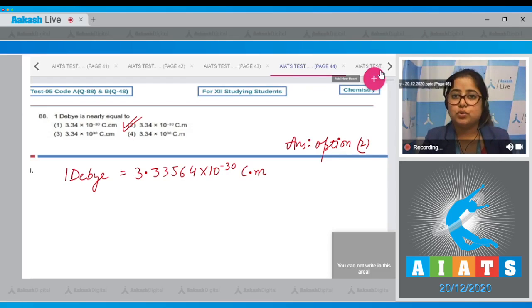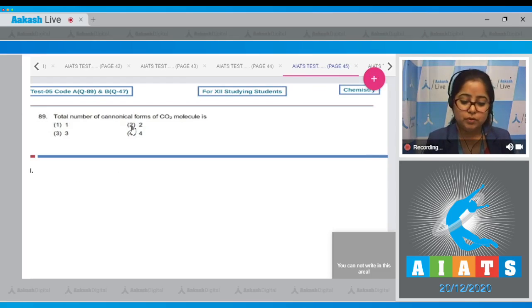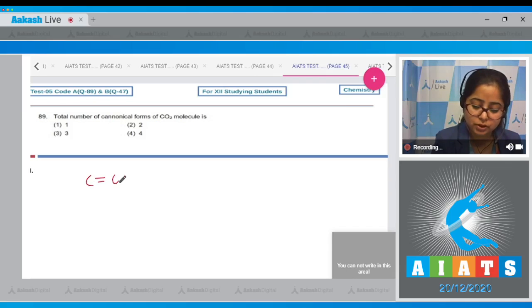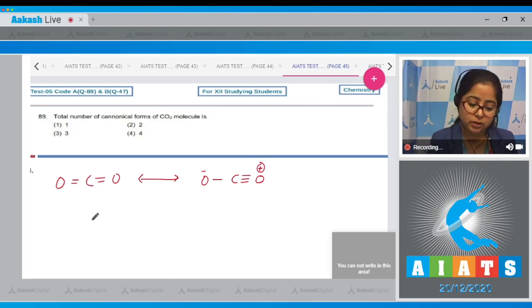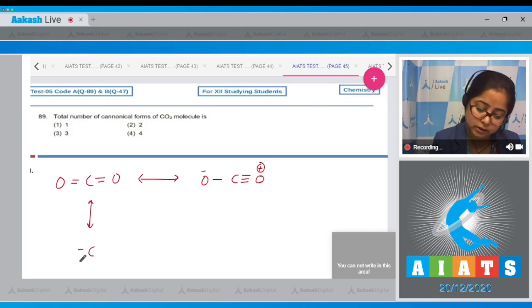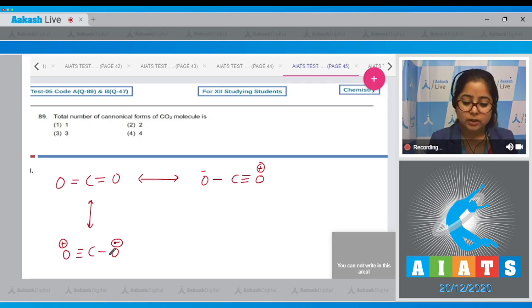Moving to next question, which is question number 89. Let's read it. Total number of canonical forms of CO2 molecule is? Students, let's draw the resonating structure of CO2, the most common with a double bond, and then the one in which this oxygen will acquire a negative sign, this oxygen will acquire a positive sign, and there will be a triple bond. Another is when this carbon oxygen will have a triple bond with O with a positive sign, and here single bonded O will have a negative sign. That means total 3 canonical forms of CO2 molecule are possible. That means the correct answer is option number 3.